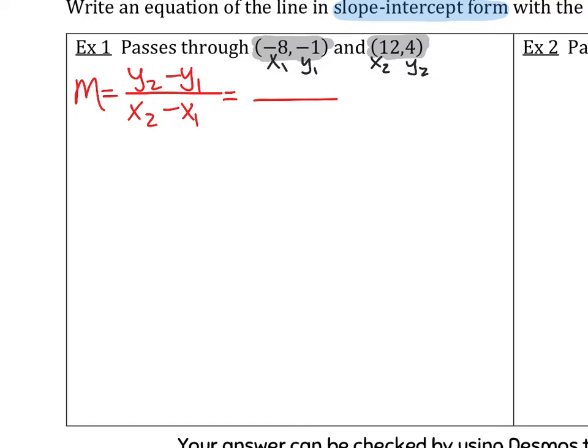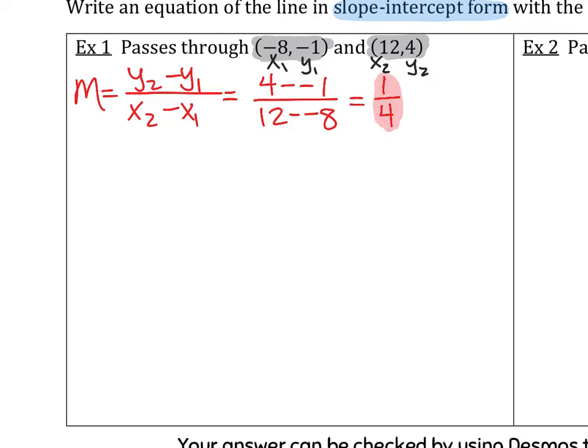We plug in what we have. y2 is 4, y1 is -1, x2 is 12, and x1 is -8. We throw that into Desmos, and what do you get out? 1 over 4. Does everyone agree? Yes. Okay, great. That is now my m. Yes, it is my m.